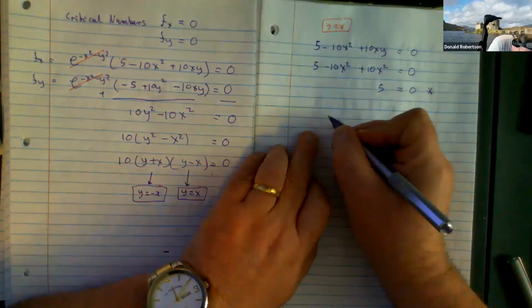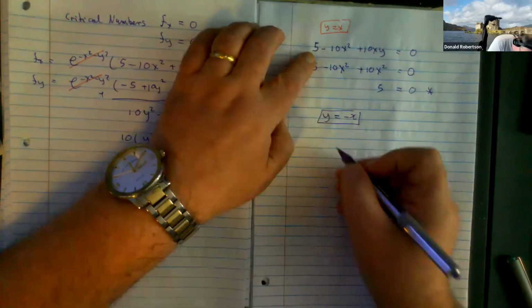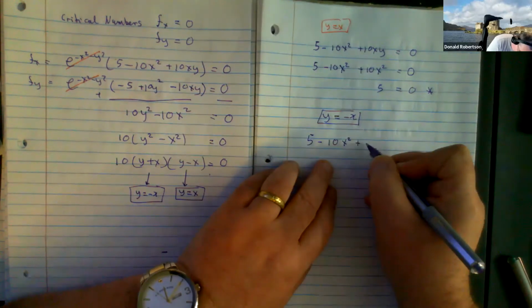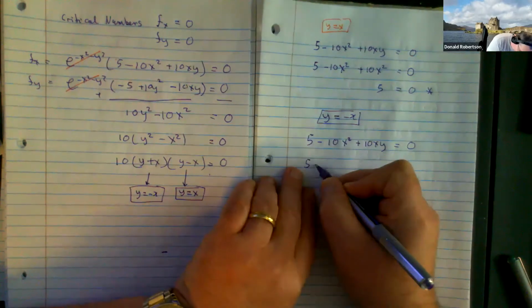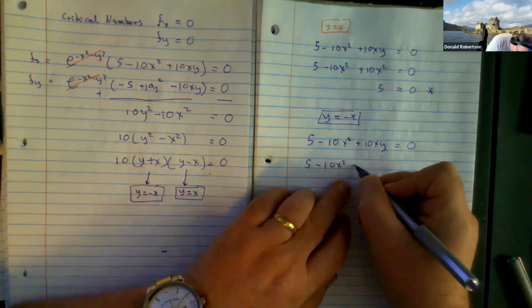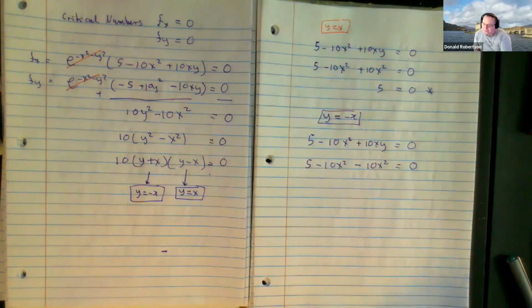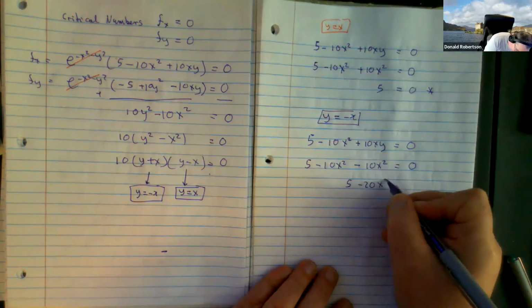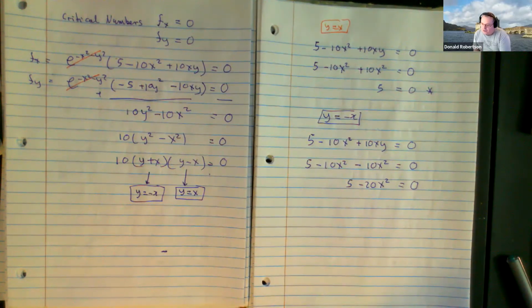Okay. Then I'm going to do y equals -x then. And that gets me 5, take away this guy, take away 10x squared equals 0. Would you agree? And combining them together, I get that. Isn't this much more promising? Doesn't this look like I might actually get something that's usable?